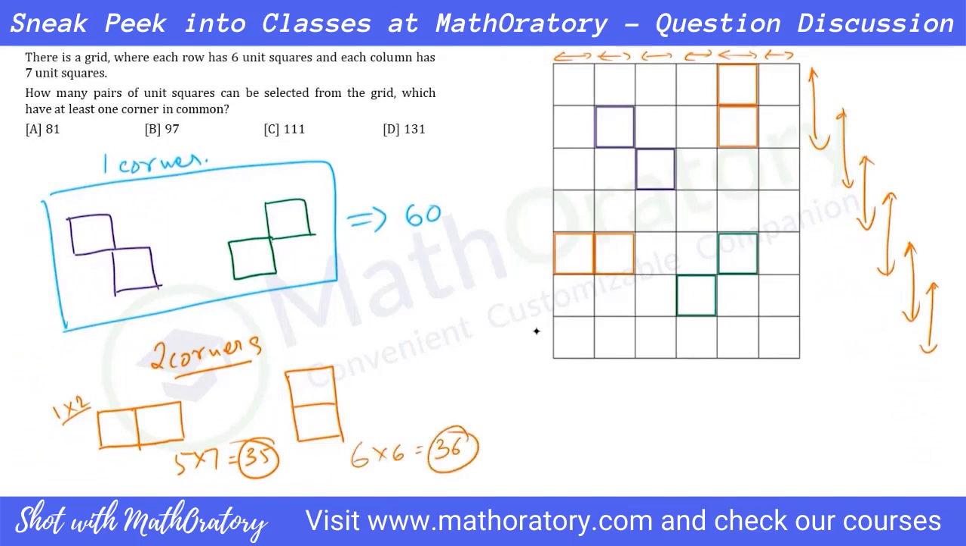So the number of squares which have 2 corners in common will be 35 plus 36 or 71 in total. So you have 60 of the ones which have 1 corner in common, 60 pairs of squares, and 71 pairs of squares which have 2 corners in common. So the total will be how much? 131. So the answer is 131.